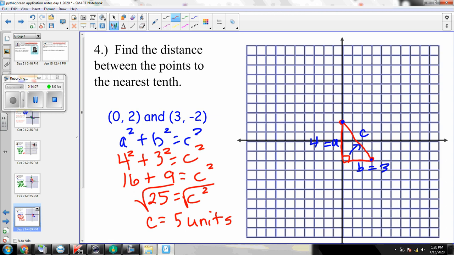In your Big Ideas assignment today, if it turns out to be a whole number, go ahead and put in 5 instead of the square root of 5. So your answer would just be 5.